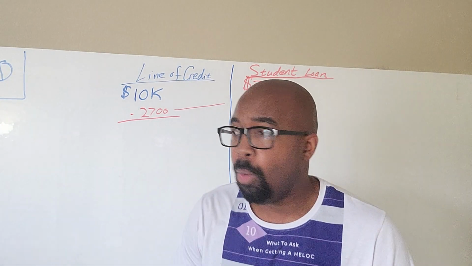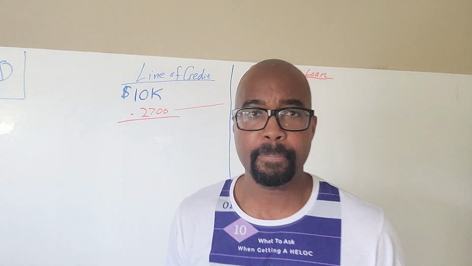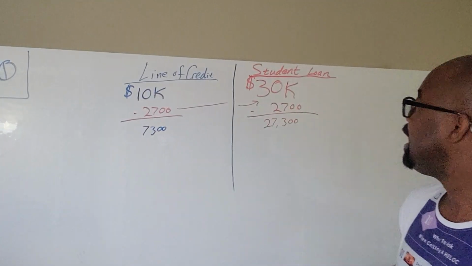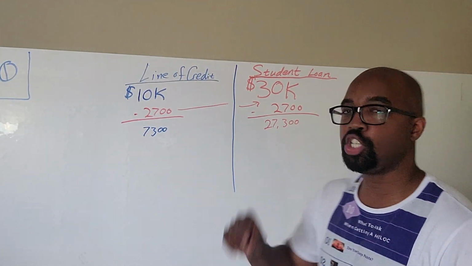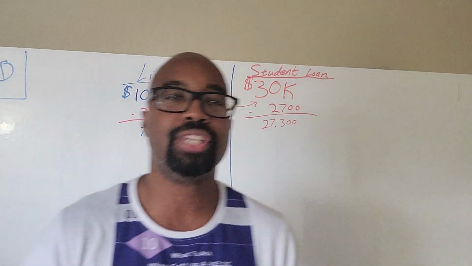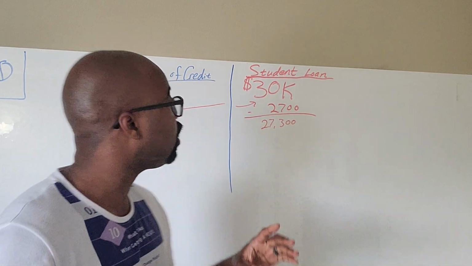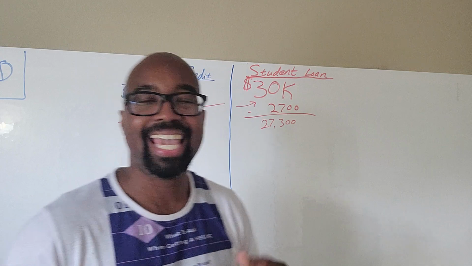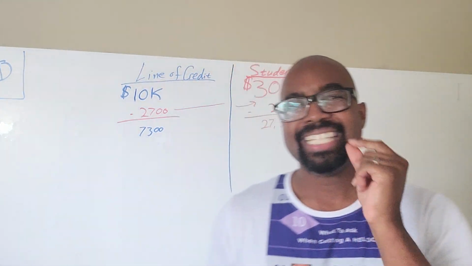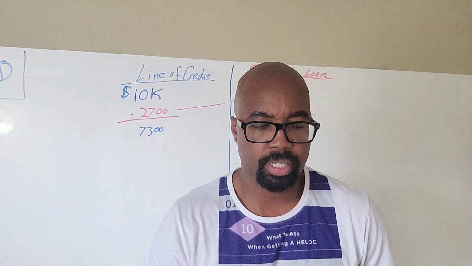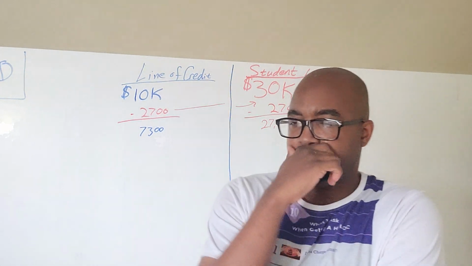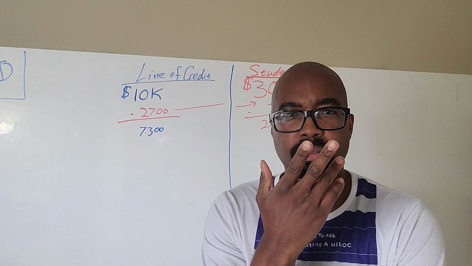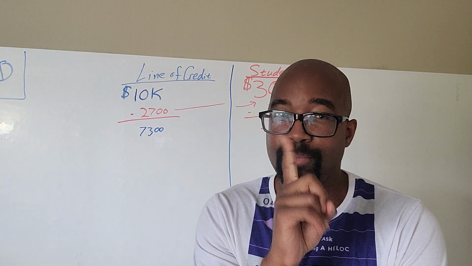student loan. Now, what does that leave us with? Okay? It leaves us with, that's right, $27,300 left on the student loan, and from the line of credit, you still have what you can use, $7,300. And you're like, well, CJ, I still don't get it. What's going on? I know.